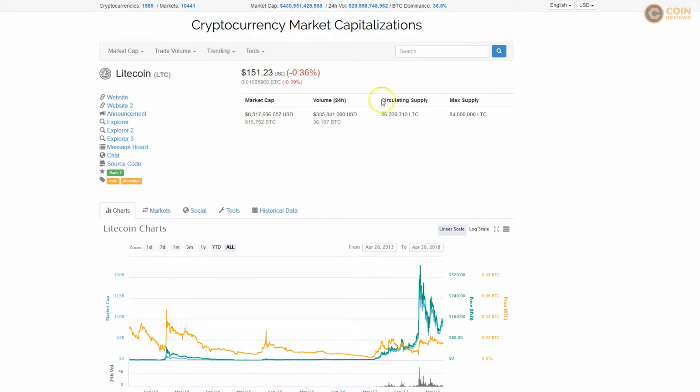And again, we've got the market cap, volume, circulating supply, max supply, all this stuff. And you can see we've got Bitcoin prices here too. Now, circulating supply versus max supply. This is the amount of Litecoin that's on the markets that's being traded or that can be traded potentially.